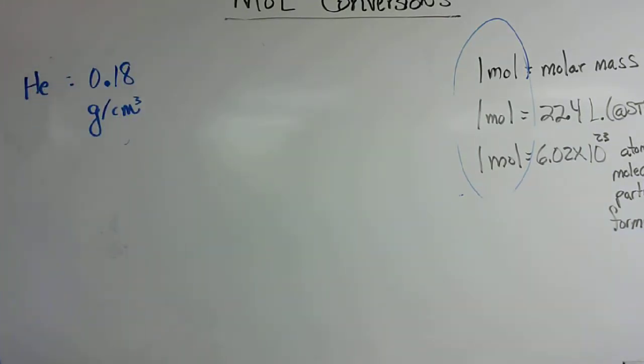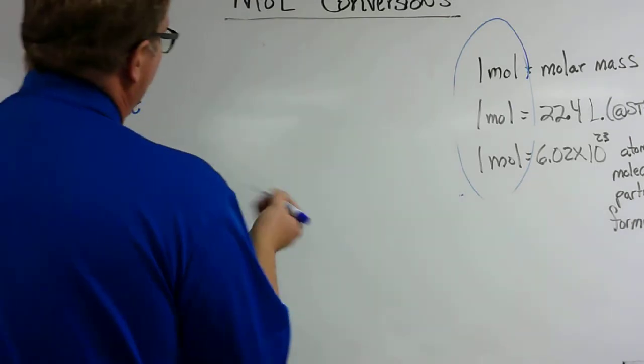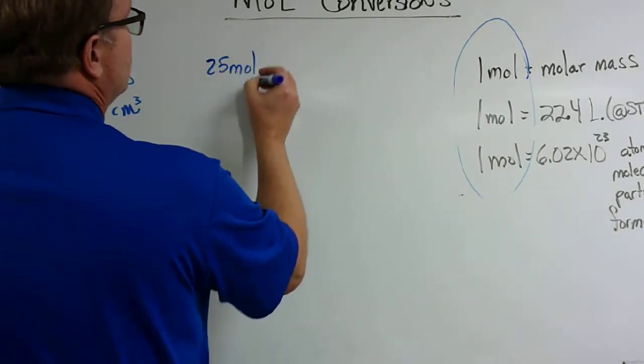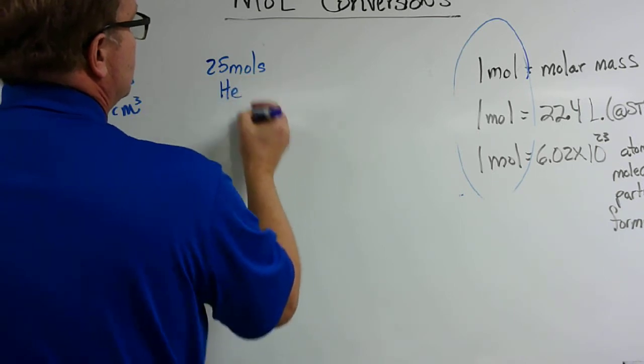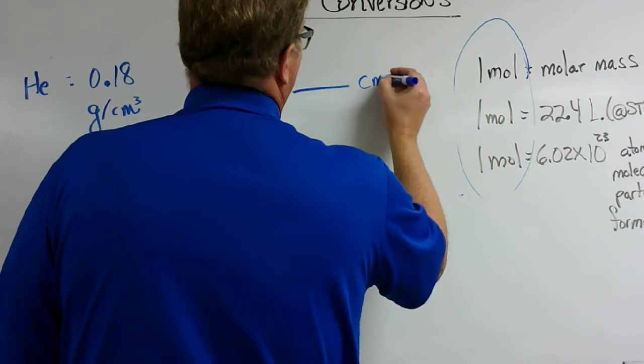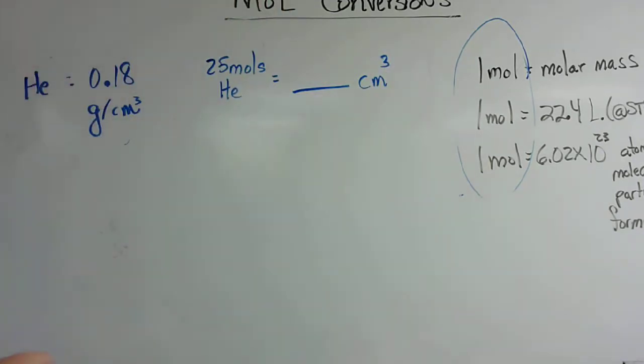Again, a gas, pretty light. A little heavier than hydrogen. Okay, so let's say I have 25 moles of He, and I want to figure out how many cubic centimeters this is. As long as I have a density, I can go ahead and solve this problem, and it really isn't that difficult.